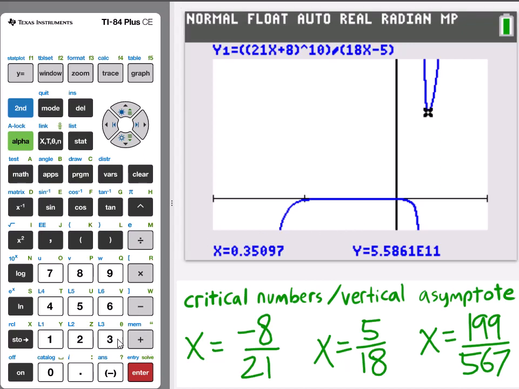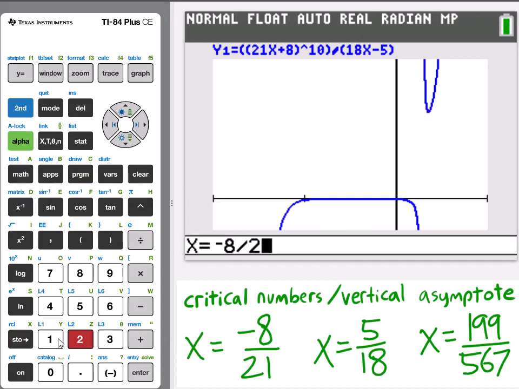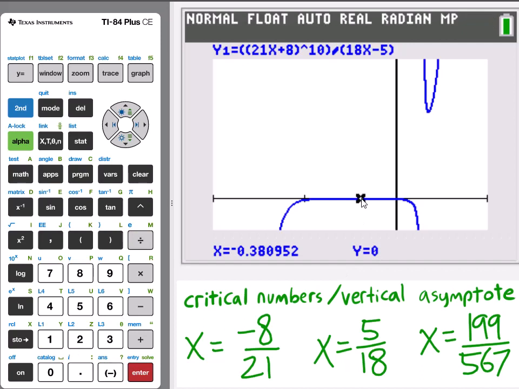Let's go to another one of those critical numbers. Let's go to negative 8 over 21. That also appears like it could be a maximum. Admittedly, these window settings aren't the best for telling whether that point really truly is the maximum on this graph, but it seems plausible at least. A little more on that in a moment.